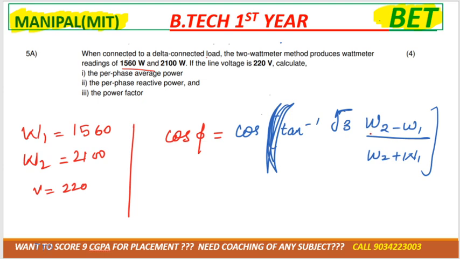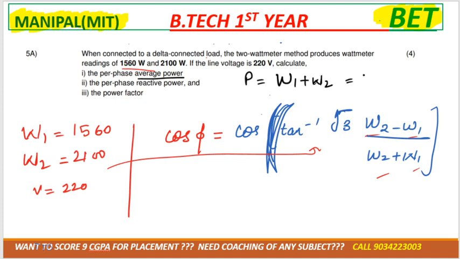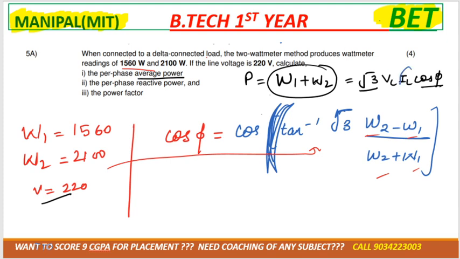Okay. So W1 value we have, W2 value we have. We just need to substitute it over here. Now they're asking per phase average power. So active power का formula is what? W1 plus W2, that is equal to root 3 VL IL cos phi. तो root 3 we know, VL we know, cos phi we know, but we don't have IL. तो पावर यहाँ से आ जाएगा. After that we can get IL, right?